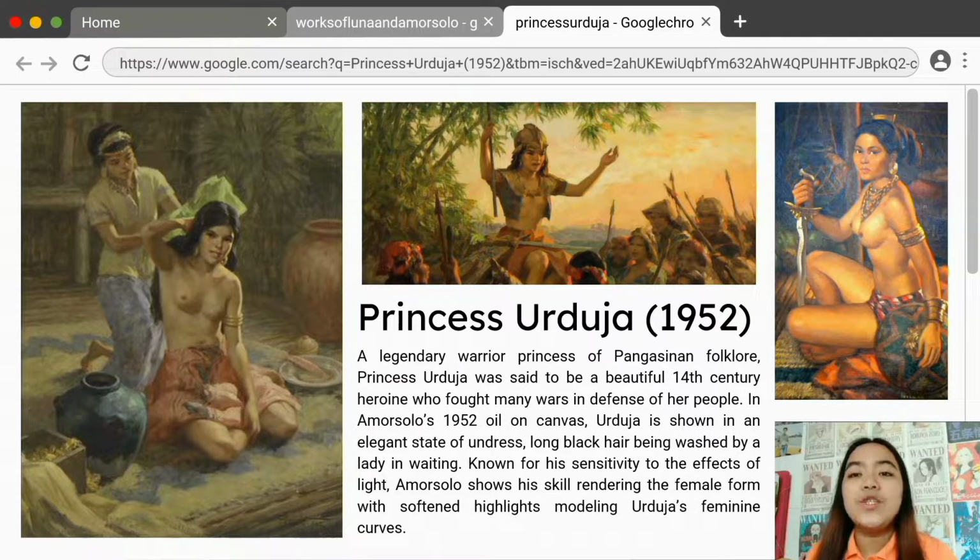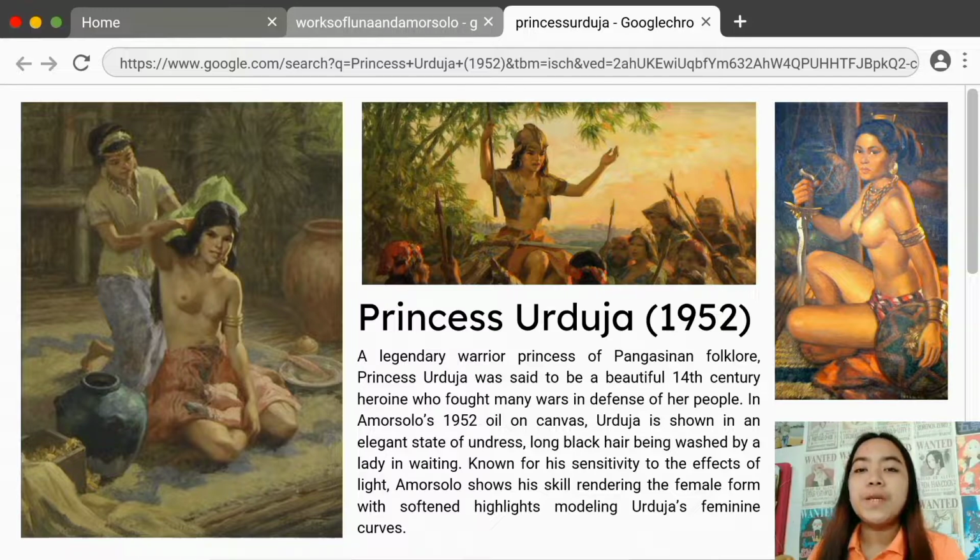Princess Orduha is shown in an elegant state of undress, her long black hair being washed by a lady in waiting, known for her sensitivity to the effects of the light. Amorsolo shows his skill rendering the female form with softened highlights, modeling Orduha's feminine curves.